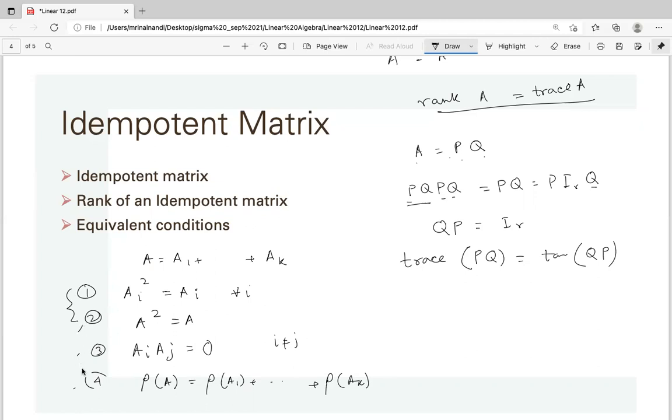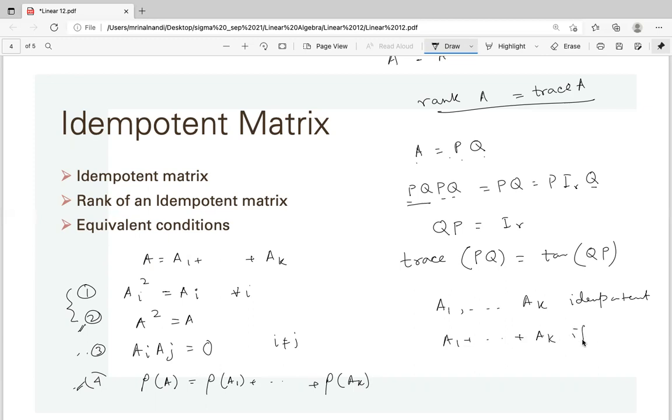If 2 and 4 hold, then 1 and 3 also hold. So 1 and 2 together imply 3 and 4, 1 and 3 together imply 2 and 4, and 2 and 4 together imply 1 and 3. And this is slightly complicated, but there is an easier version. There is a corollary. If we assume A1, A2, up to Ak are all idempotent, then what happens?